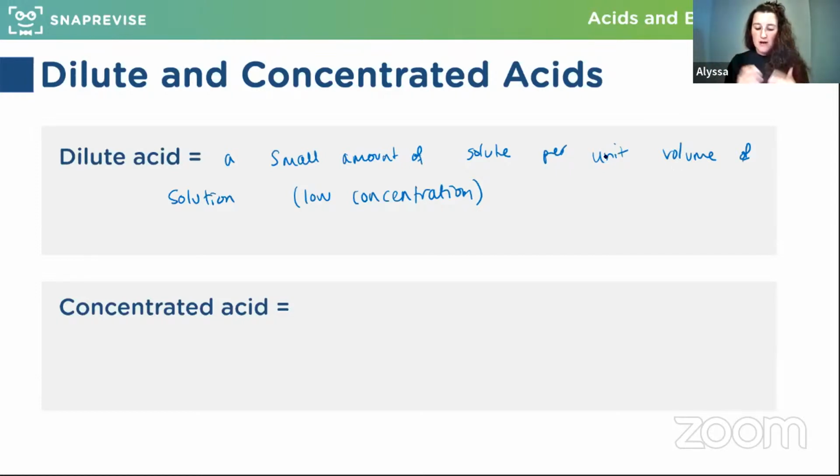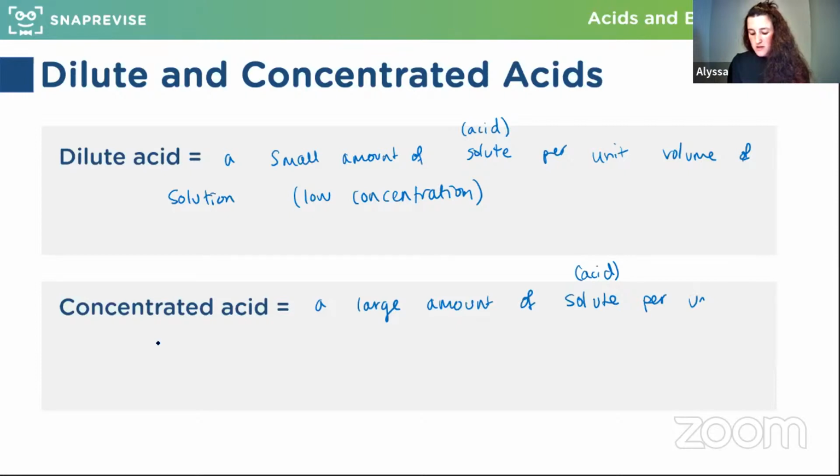It's a small amount of solute, i.e. our acid. Solute is the thing that's dissolved. So a small amount of solute per unit volume of solution. And concentrated is the opposite. It's a large amount of solute, i.e. our acid, the thing that's dissolved, per unit volume of solution, i.e. high concentration.